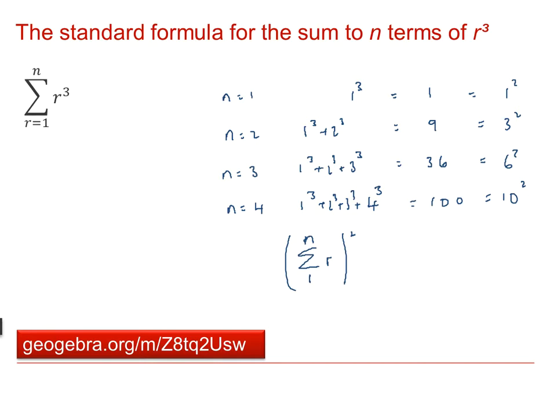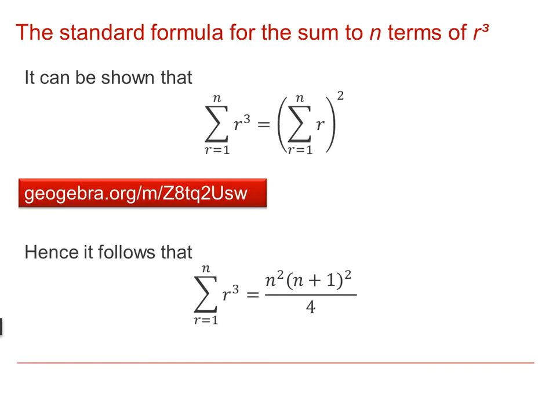Now a little bit more of that you can find in a GeoGebra file if you paste the reference that you have at the bottom of the screen. So what we've shown there then is that the sum of the cubes is the same as the sum of the integers all squared. Now we know that the sum of the integers is n multiplied by n plus 1 over 2, so we're taking that and squaring it, which can be written as n squared times n plus 1 all squared over 4.